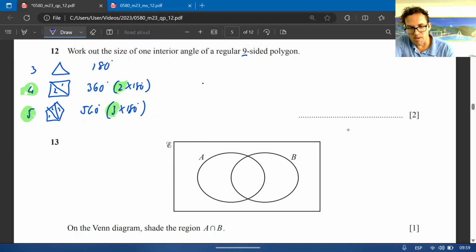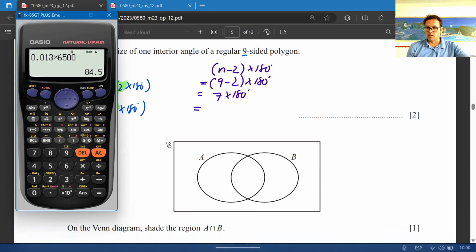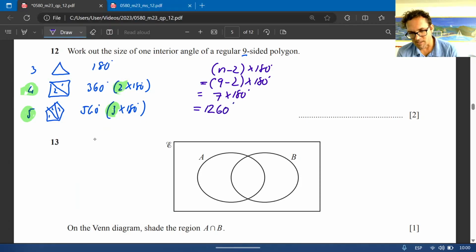So that's why the formula is n minus 2, times 180. A 9-sided shape will fit 7 triangles, so you need to do 7 times 180. Always the number of sides minus 2, times 180. So we do just 7 times 180, which is 1,260. That's what all the angles in a 9-sided polygon, a nonagon, add up to.